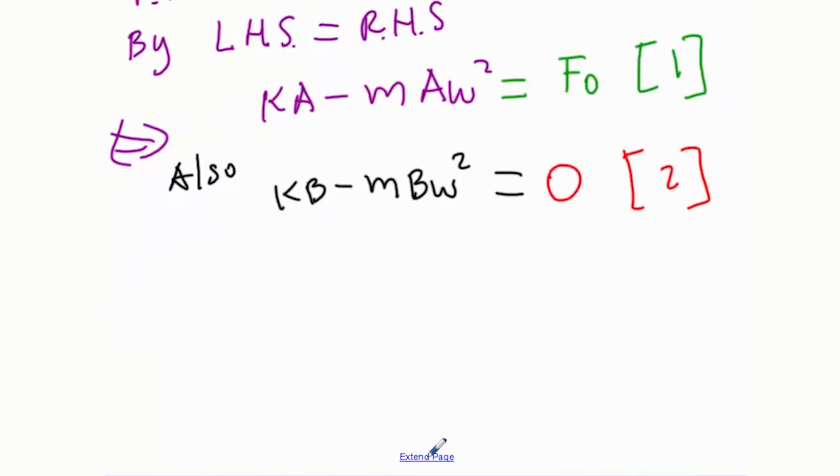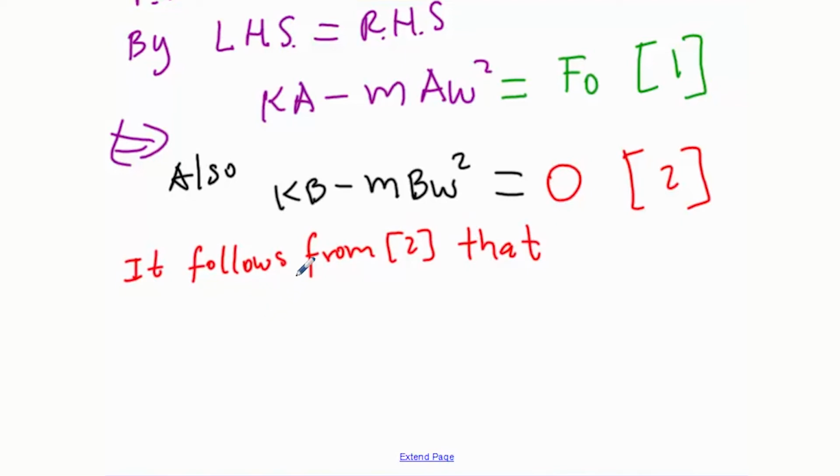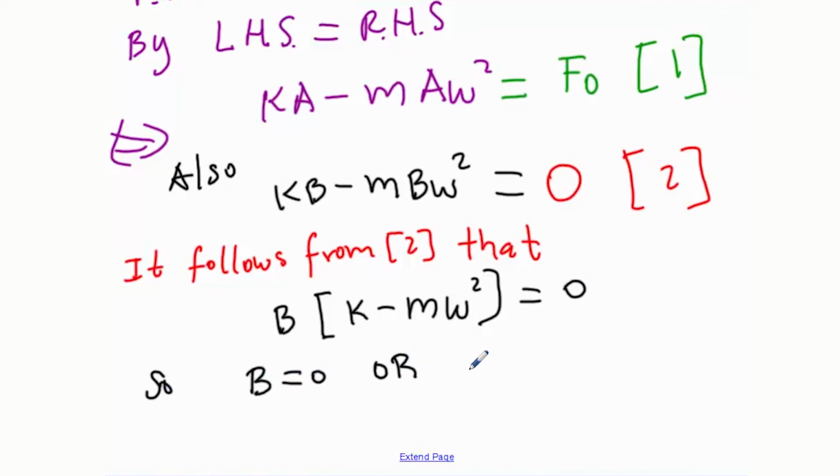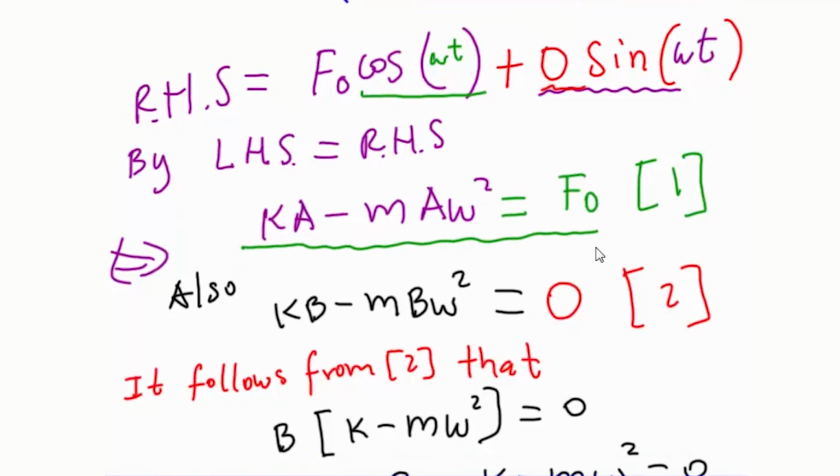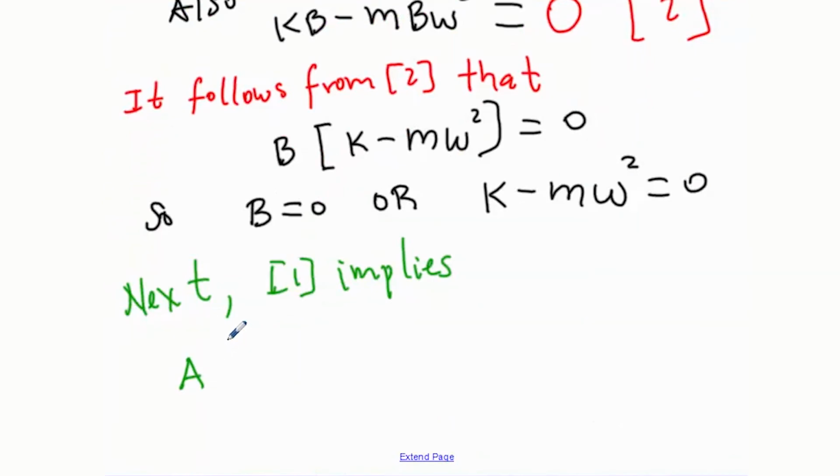So let me work with equation 2 first. From 2, it follows that we're going to factor b. B is a common factor there, so we can write this as b times k minus m omega squared, and this is equal to 0. So either b is equal to 0, or k minus m omega squared is equal to 0. One of those two things would have to happen. Also, equation 1 here would imply the following expression, and then we can work the left-hand side, a multiplying k minus m omega squared, being equal to f sub 0.